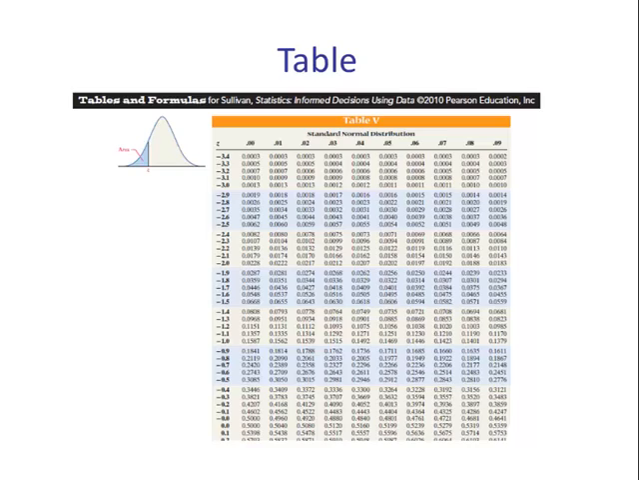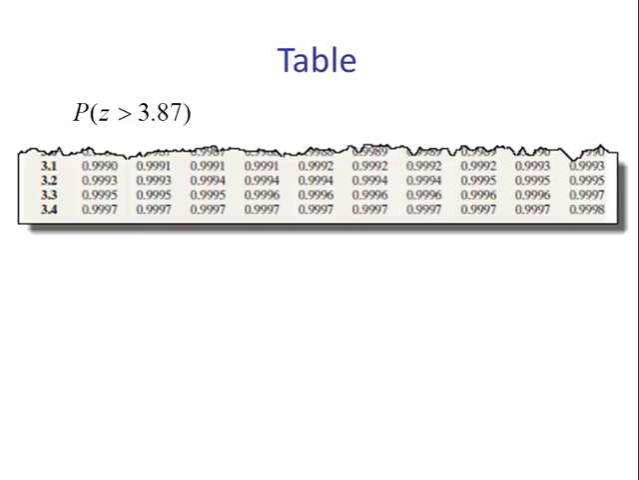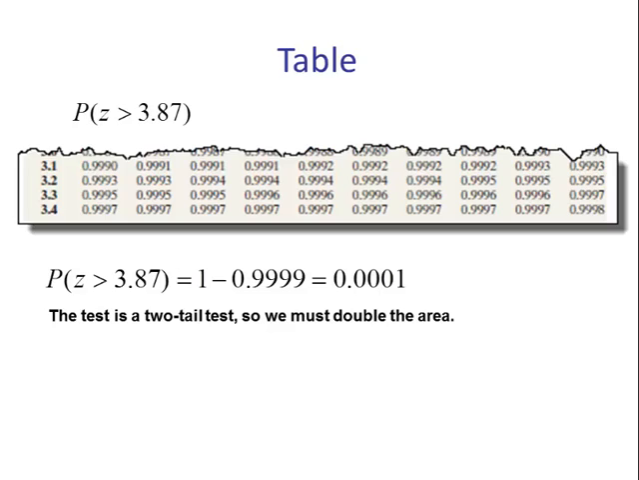Using table 5, we want to know what's the probability that Z is greater than 3.87, our test statistic. Of course, this is off the table chart, so we use the default of 0.9999. Since we want the area to the right of a positive 3.87, we take 1 minus that value and we get 0.0001. Because this is a two-tailed test, we must double the area. Because we found the value of greater than 3.87, now we need to find the value of a negative 3.87 because we're doing a two-tailed test.